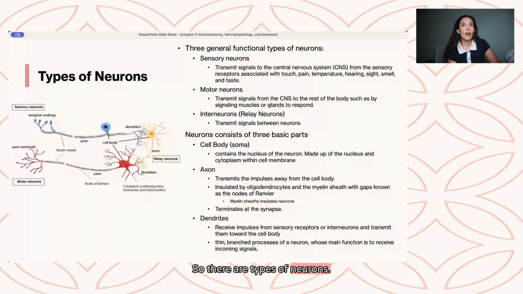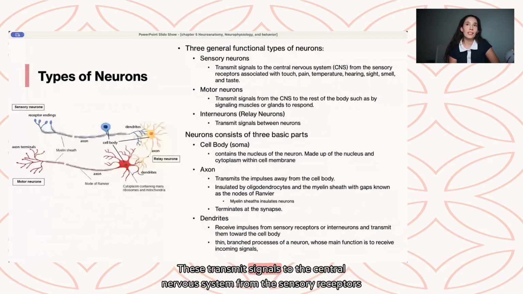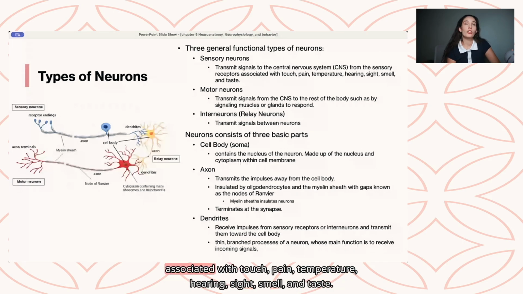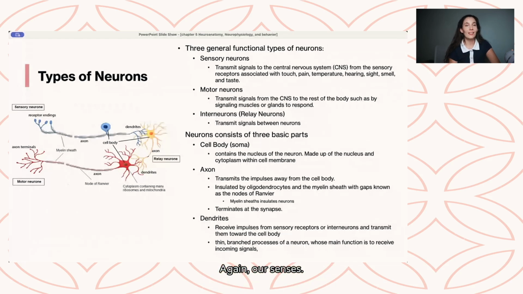So there are types of neurons. There are three general types. So we have sensory neurons. These transmit signals to the central nervous system from the sensory receptors associated with touch, pain, temperature, hearing, sight, smell, and taste. Again, our senses.